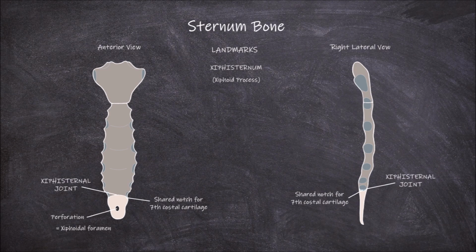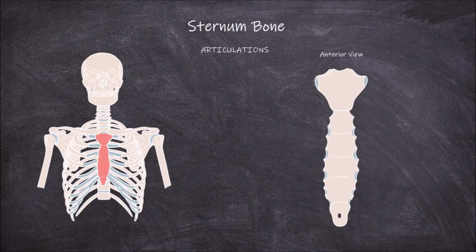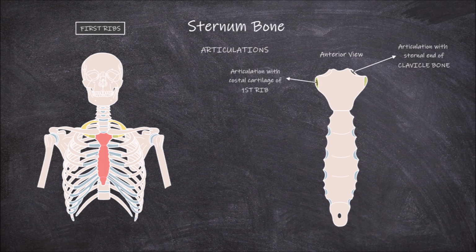Now we're going to take a closer look at the other bones the sternum bone articulates with. This bone articulates with 16 other bones. The first of these articulations are with the two clavicle bones. The clavicular notches on each side of the manubrium articulate with the sternal end on each of the clavicle bones. The next articulations are with the two first ribs. The superior notches on each side of the manubrium articulate with the costal cartilage of each of the first rib bones.